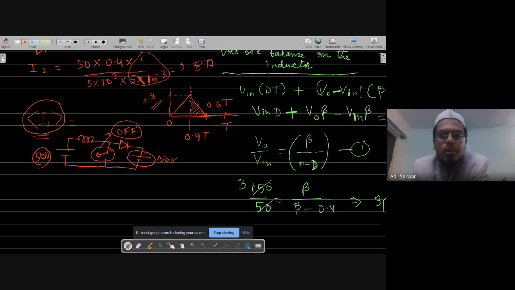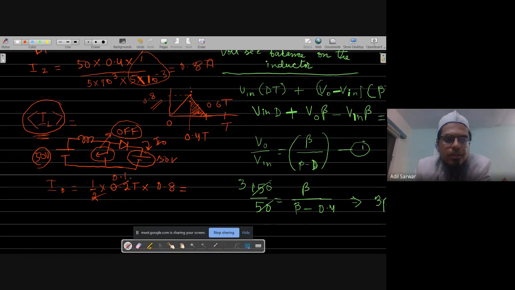Okay. So finding out the value of the current which is flowing through the output, let me call it I naught. So I naught will be the average value of this, isn't it? So let us try to find this out. The I naught will be equal to area under this curve. So this is equal to half of 0.2t into 0.8. So 2 gets cancelled, and this is 0.1 and 0.1. So finally, it will be 0.08 t.